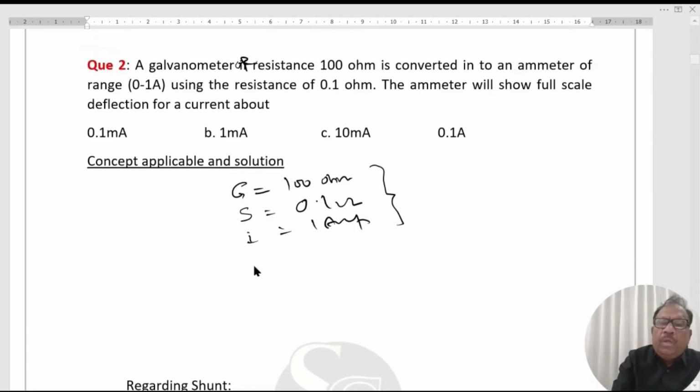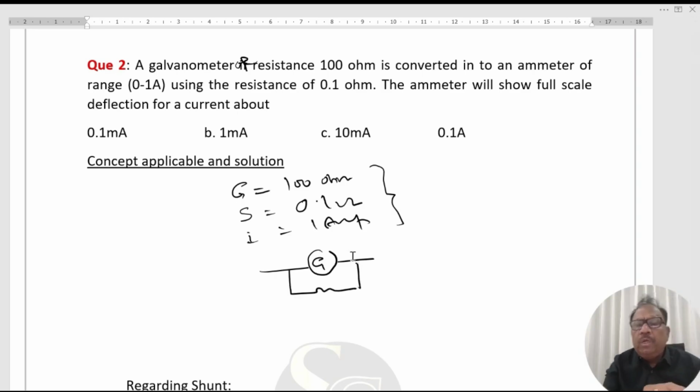A galvanometer can be converted into an ammeter by using a shunt. What is a shunt? A shunt is a resistance connected in parallel with the galvanometer. Its value should be very, very small, right? In this case, current I will flow. The galvanometer cannot allow more than Ig. In this case, apply the KCL, I minus Ig.